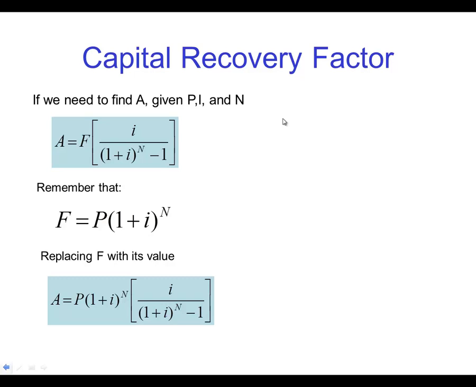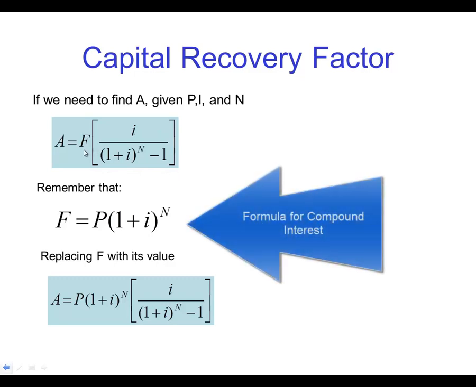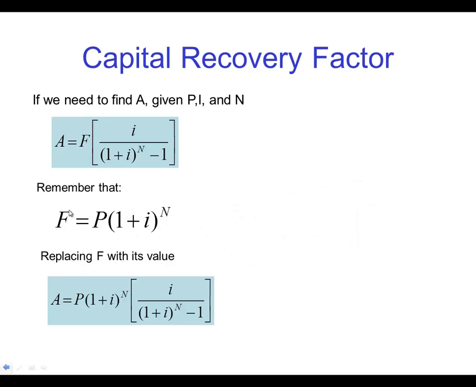from these equations. In the equation that we took for the sinking fund factor, we know that the annuity is equal to the future value multiplied by the sinking fund factor. But we know from the basic equation that we had before that the future value is equal to the principal multiplied by (1 + i)^n. So actually I can take F from that equation and replace it with the value of P multiplied by (1 + i)^n.